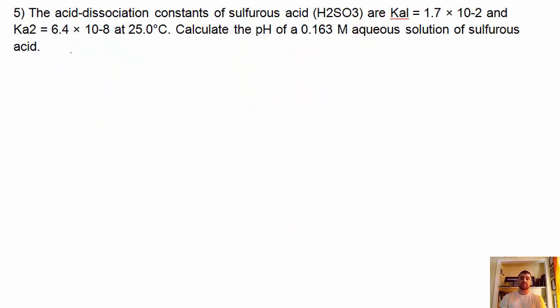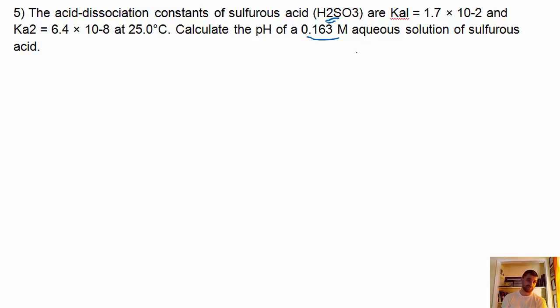It says the acid dissociation constants for sulfuric acid are given by that formula, so they give you the two different ones. Why are there two different ones? Because it's a diprotic acid. It can give off two different H pluses. Calculate the pH of a 0.163 molar aqueous solution of sulfuric acid.